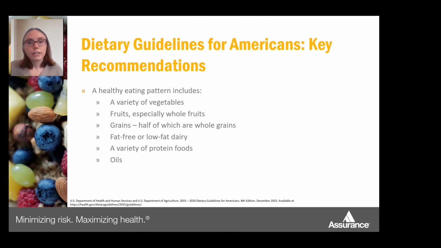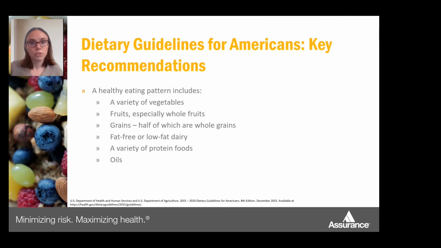So according to the dietary guidelines, a healthy eating pattern includes, of course, no surprise here, eating a variety of fruits and vegetables. We're also going to focus on whole fruits as opposed to fruit juices here. So our fruits and vegetables contain vitamins, minerals, fiber, and antioxidants. And they're also lower in calories. So this is what we would consider a nutrient-dense food. So we're going to try to eat a variety of fruits and vegetables when we can.